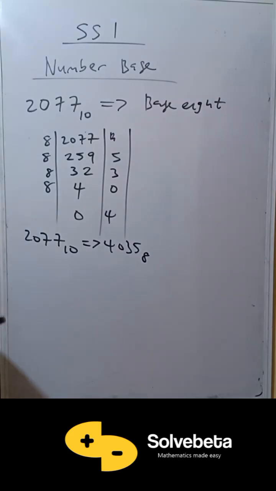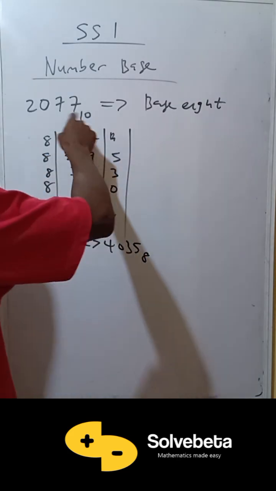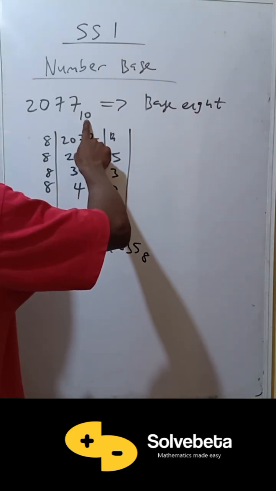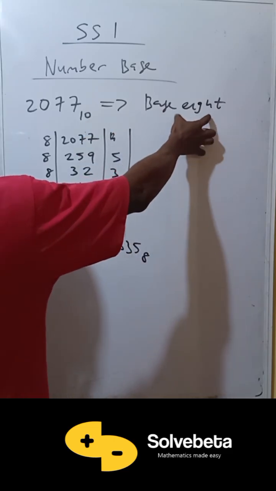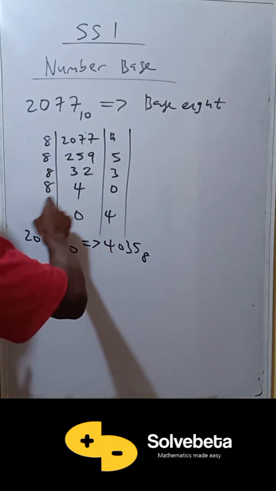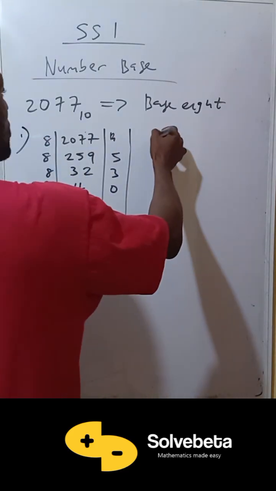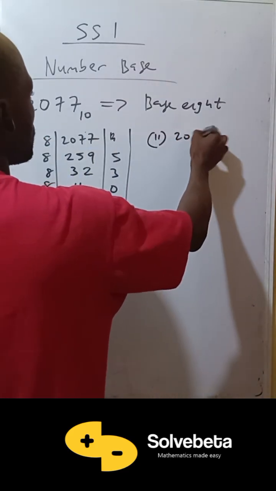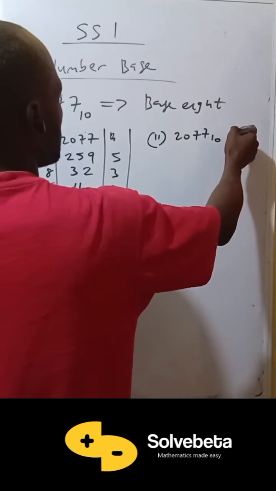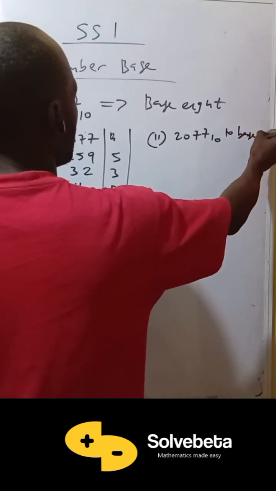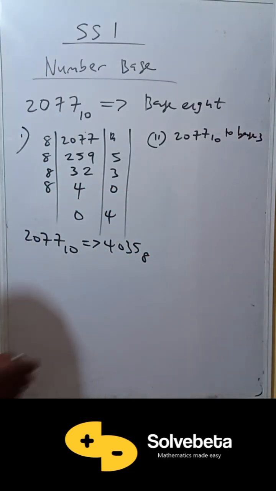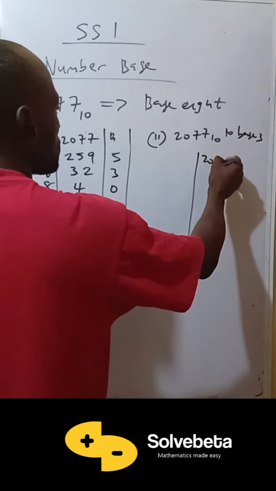The same way, if you are converting to any other base other than 10, if you are converting from base 10 to, maybe, base 3, you divide by 3 till you get 0. Let's do that. Let's convert 2077 in base 10 to base 3, so you see what I'm talking about.